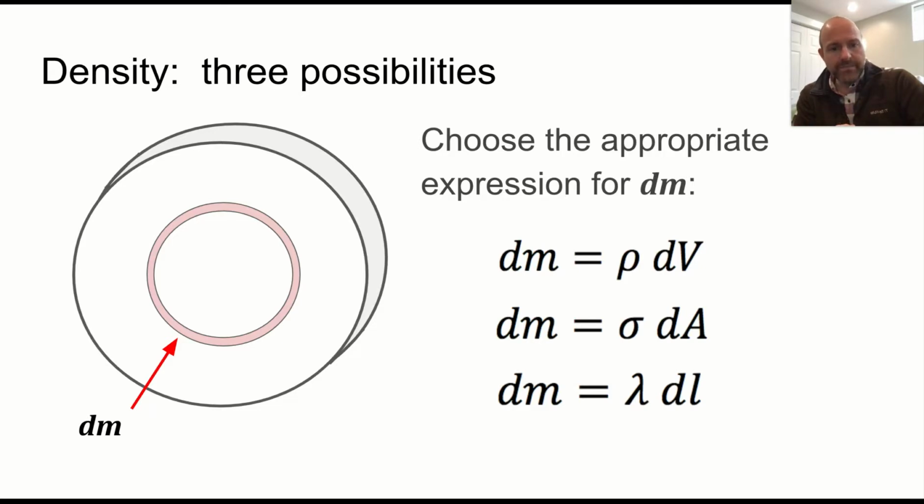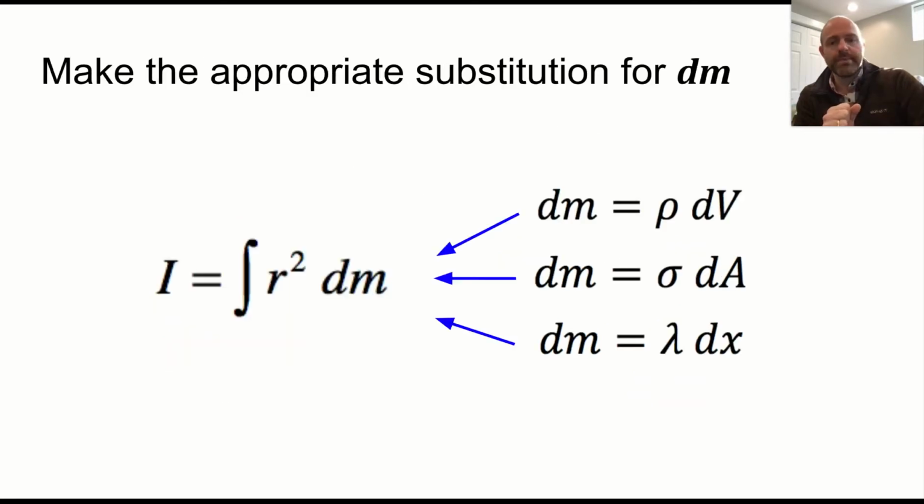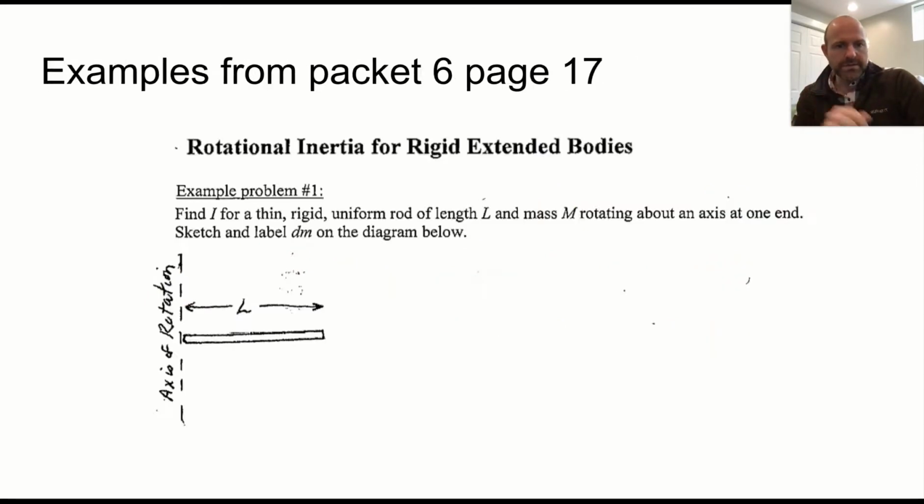Is it an area multiplied by a surface density? You have to choose depending on what the shape is. And then we make a substitution, and then we do the integral. So this is just like the center of mass integration, but now the formula is a little bit different.